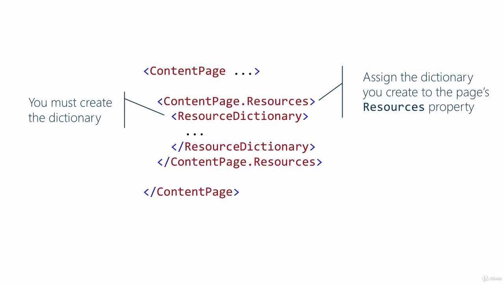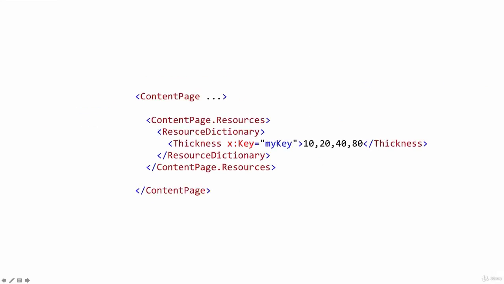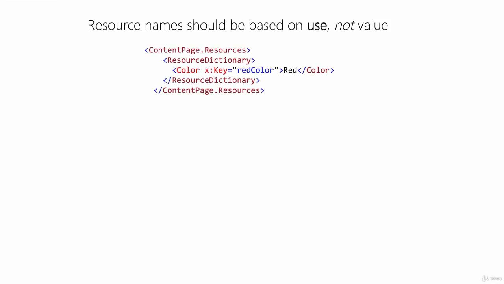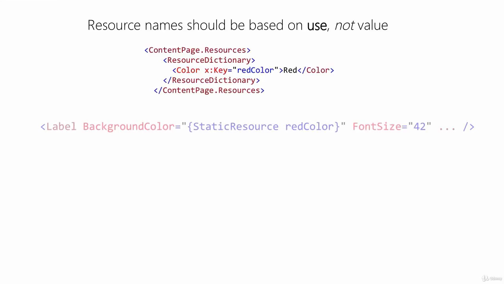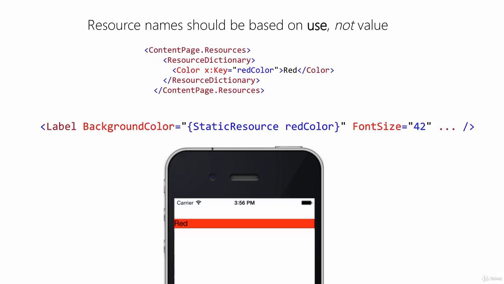Resources are most often created in XAML. You declare them inside a resource dictionary. When adding to a dictionary, you need to specify the key and value. Use x:Key to set the key. The object you create becomes the value. Name resources based on use, not value. This will make it easier and more intuitive to change the styles down the road. For example, here you can see we are setting the label to be red, but instead of naming it red color, we should be naming it background color.